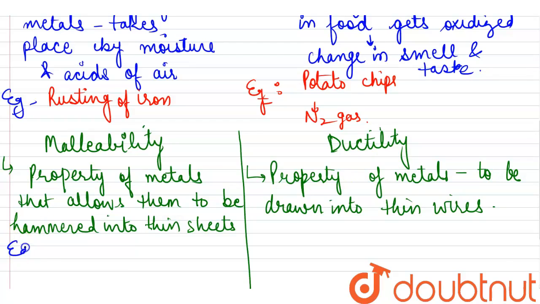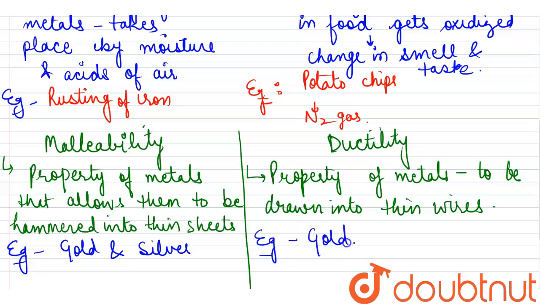Now if we come to the examples, the example of malleability is gold and silver. Gold and silver are the metals that best explain malleability. And if we talk about ductility, it is best shown by gold also. So this was about the answer.